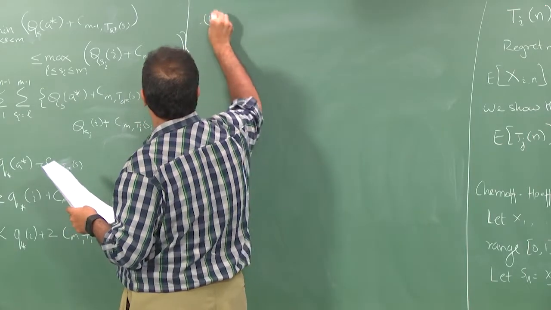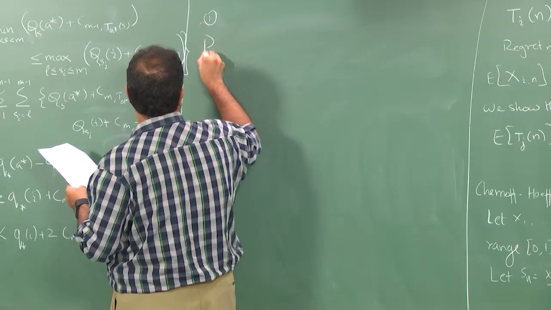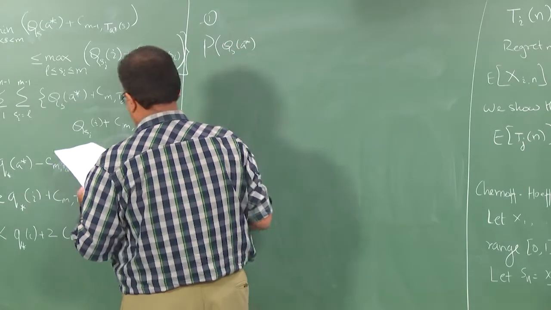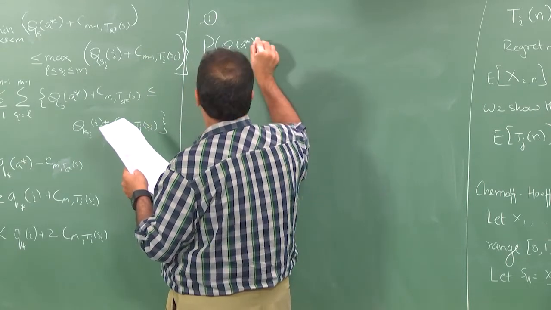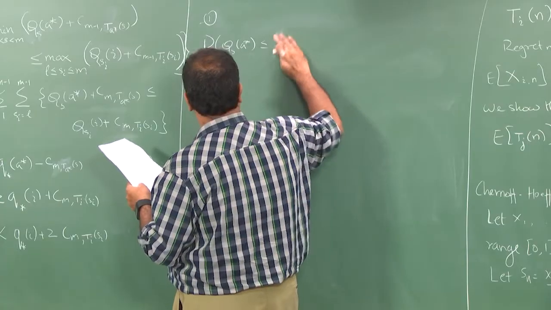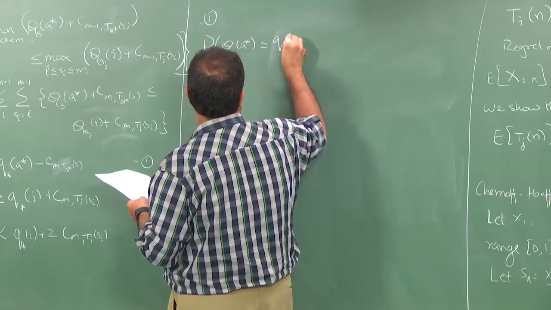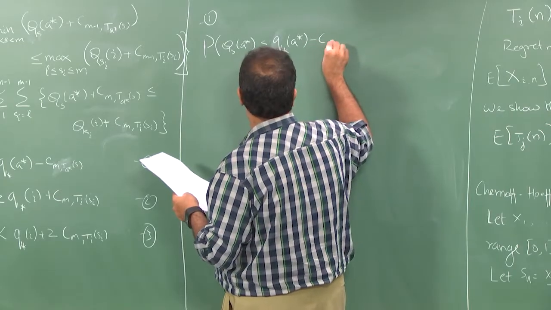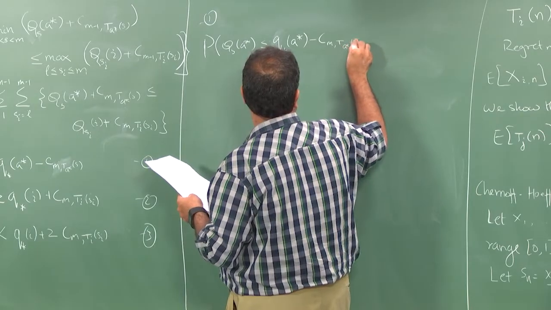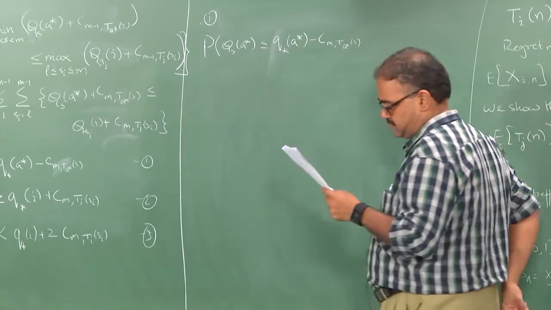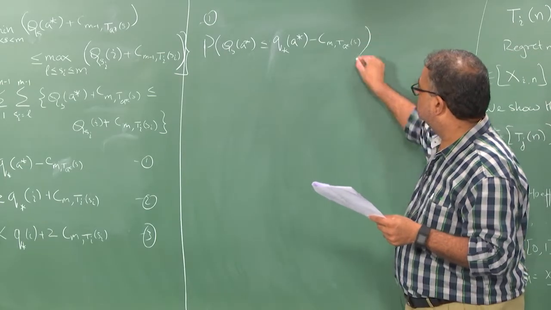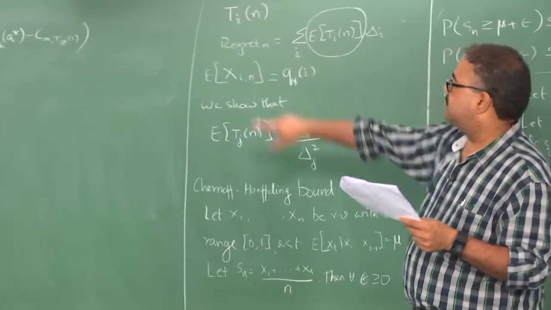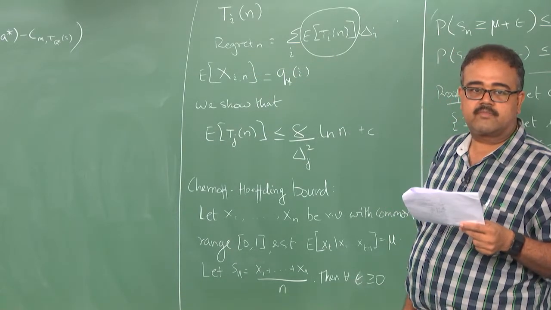Okay. So, let us look at one. I want to look at the probability that A star, what did I do? Yeah. So, I want to bound that probability. So, can I do that?